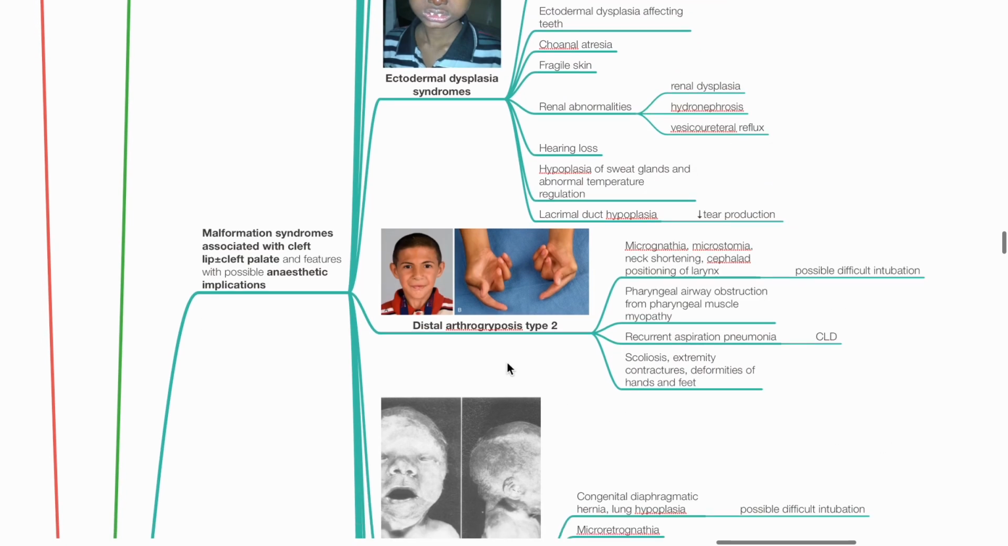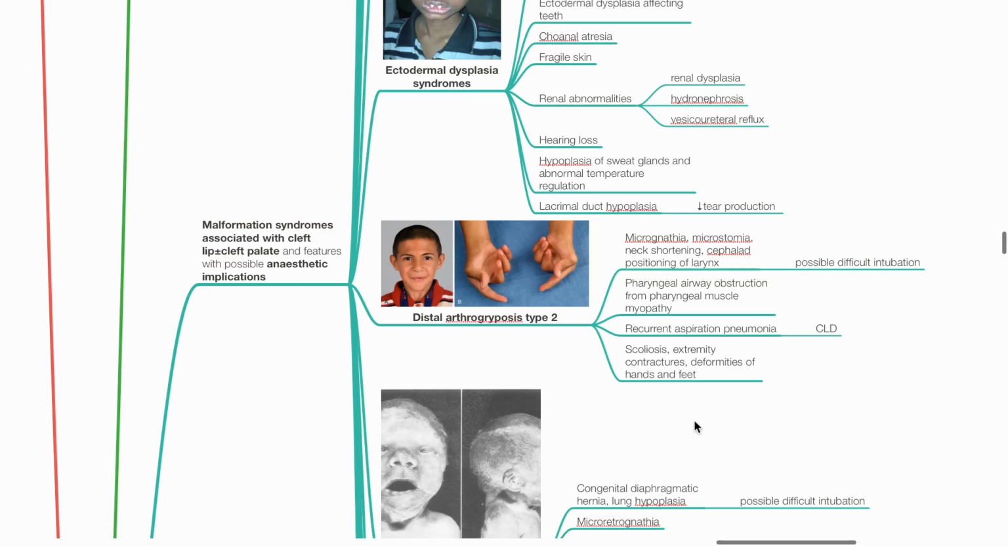Distal arthrogryposis type 2. Features include micrognathia, microstomia, neck shortening, cephalad positioning of the larynx, pharyngeal airway obstruction from pharyngeal muscle myopathy, recurrent aspiration pneumonia leading to chronic lung disease. Other features include scoliosis, extremity contractures, and deformities of the hands and feet.